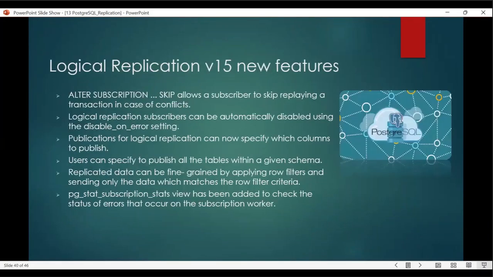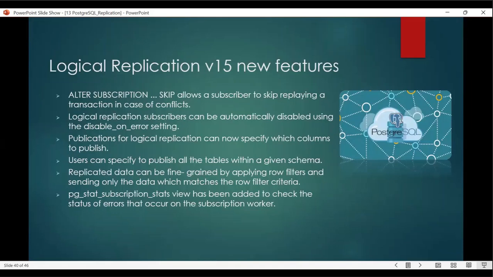Now let's discuss what are the features they added as a part of logical replication version 15. In version 15, there is an option called ALTER SUBSCRIPTION SKIP. So what is this option? Basically, if you have any conflict, since your target system has a different structure, you may get a conflict.